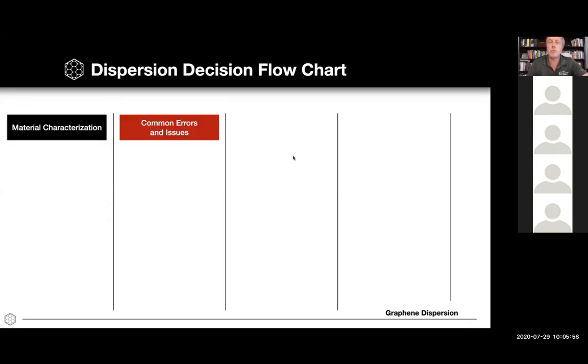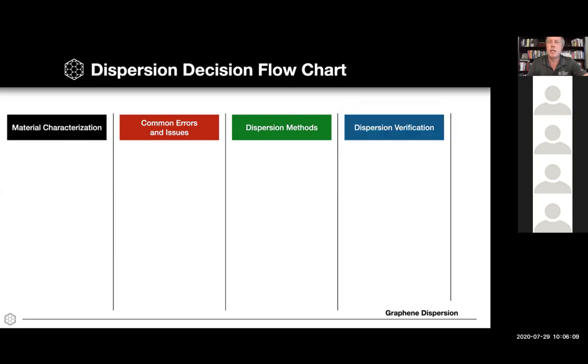And we want to be aware of the most common errors and issues in compounding or dispersing graphene materials. You have a range of dispersion methods that can be used. And then at the end, we have to verify, did we actually achieve a good dispersion? And so I'm not going to go into detail, but this is the framework that we will use.